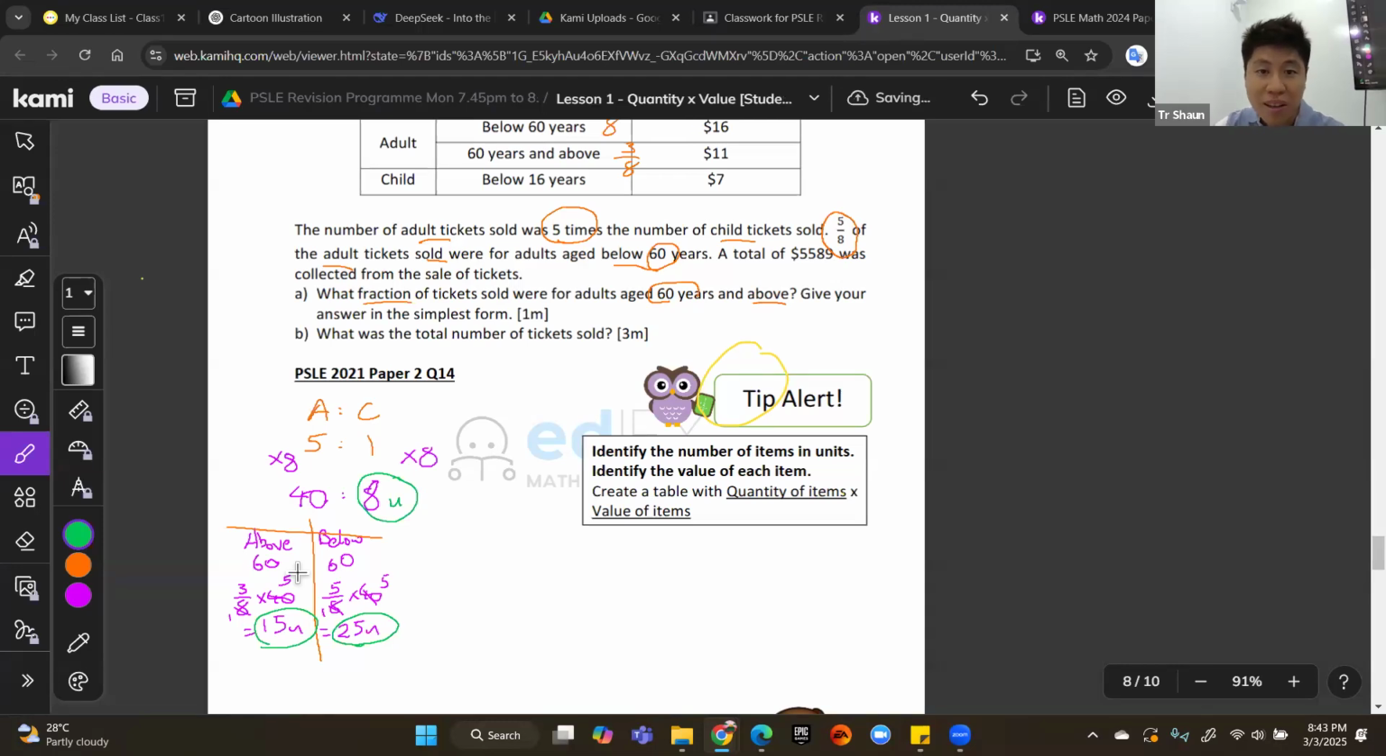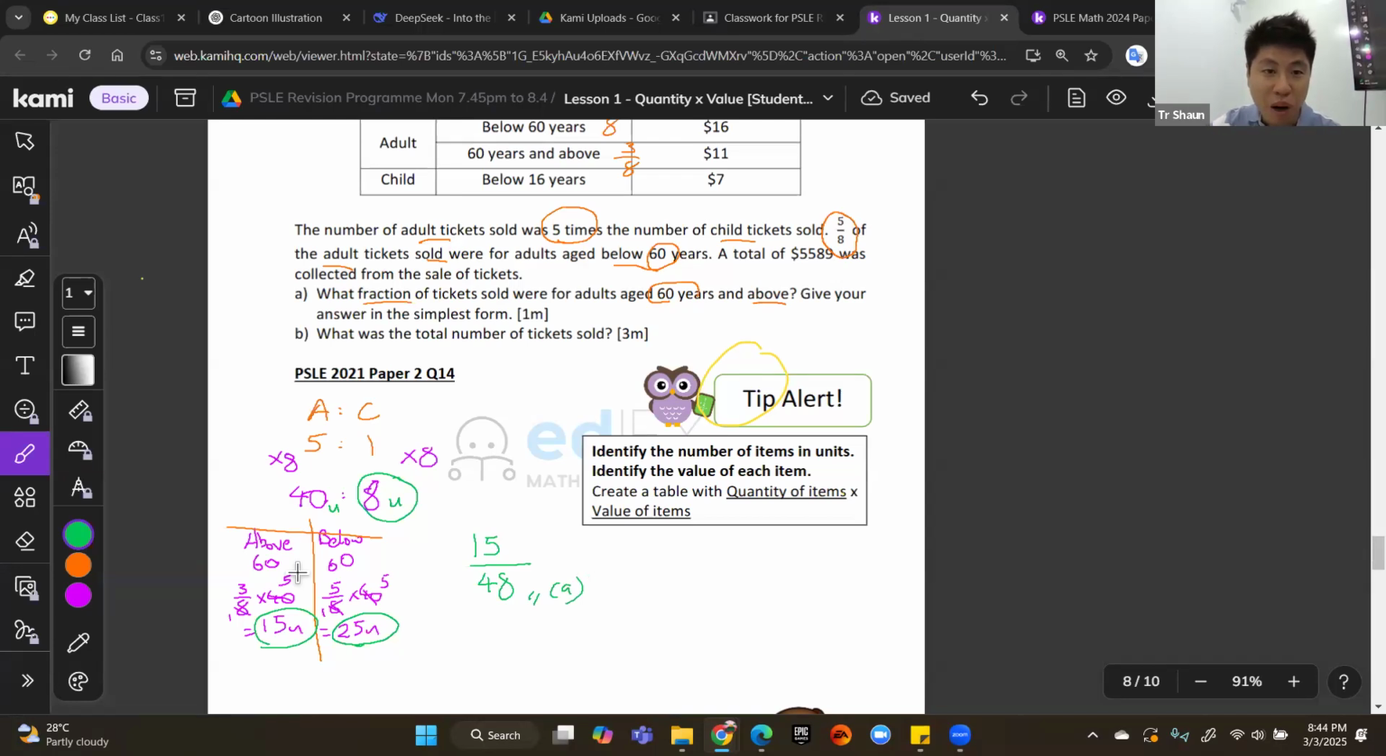Okay, so they want 60 and above. So 60 and above is 15 units. Okay, total is here, right? Total is 40 plus 8, it's 48. Okay, this is the answer for A, 15 out of 48. I'm going to continue to finish this question, then we go. Okay, let's finish this question before we go. So total for A is 15 out of 48.